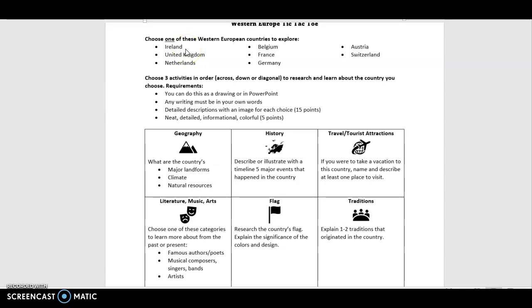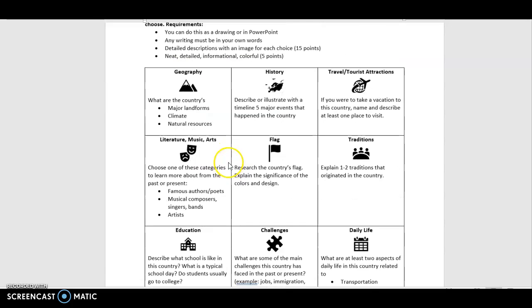So let's say, for example, I am interested in Ireland. And so that's going to be my country of choice. So I'm going to choose either 3 going across, any of these 3 going across, or I can choose 3 that go down, or I can go diagonal and choose items that are diagonal. So I think I'm going to do diagonally. So if I did diagonal, I might do travel, tourist attractions, the flag, education.